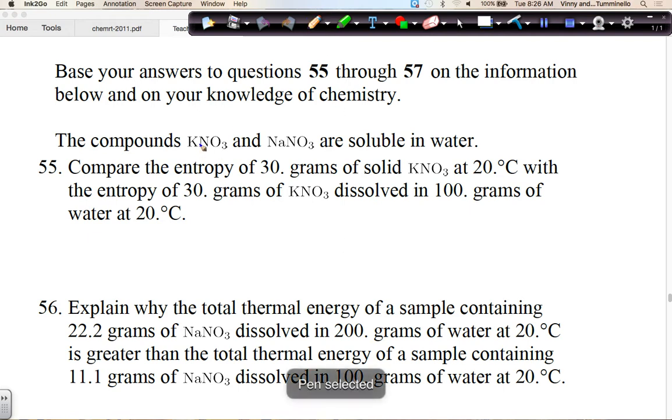For 55 to 57, these questions are all going to be based on the fact that the compounds KNO3 and NaNO3 are soluble in water. And number 55, they want you to compare the entropy of solid KNO3 with the entropy of dissolved KNO3.